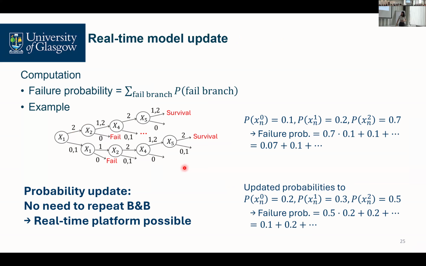Another advantage of this branching bound, especially compared to sampling, is that we can rapidly update the probability. This is because in the case of sampling, when the component probabilities change, the representativeness of the samples is lost. So we need another sampling.